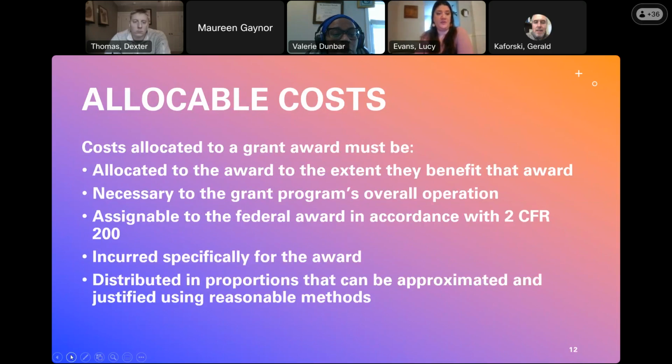Okay, allocable costs. Costs that are allocated to a grant award must be allocated to the award to the extent they benefit that award, necessary to the grant program's overall operation, assignable to the federal award in accordance with the 2 CFR 200. Are they incurred specifically for the award? And are they distributed in proportions that can be approximated and justified using reasonable methods?